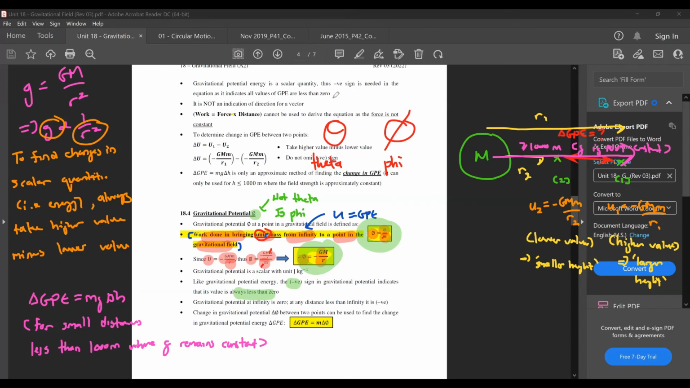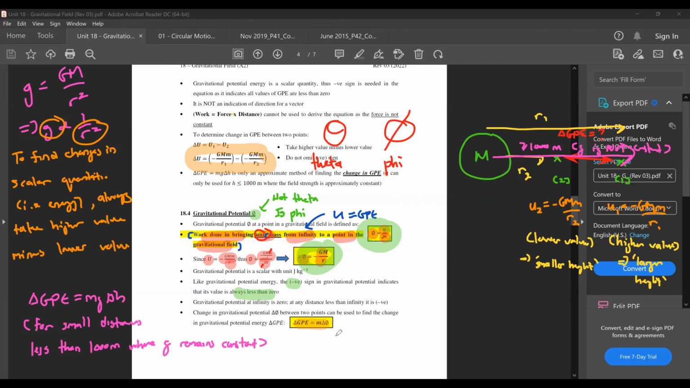Now, in addition to finding change in gravitational potential energy between 2 points using this equation, there's also another simpler equation we can use, which is this one, where we say that change in GPE between 2 points is actually the mass times the change in potential.